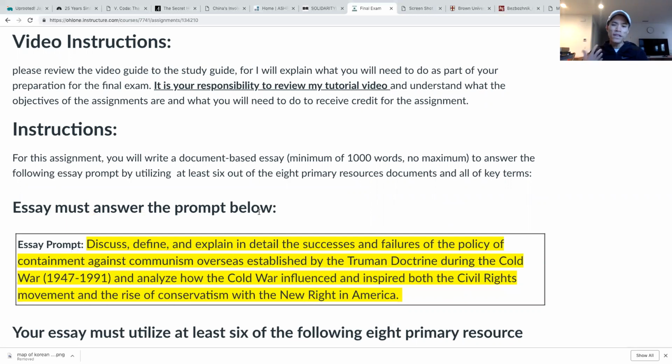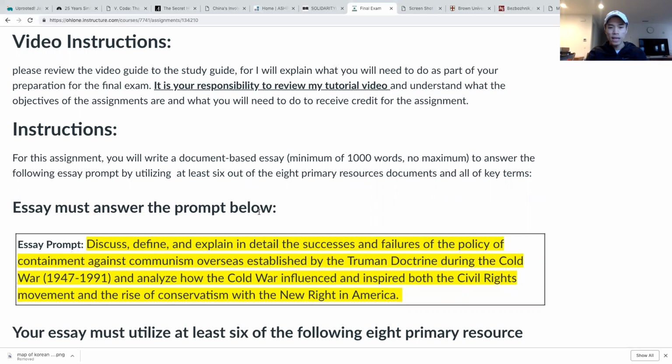Okay, so I feel this one is a very straightforward essay prompt, right? It's asking you to discuss, define, and explain the successes and the failures of the policy under the Truman Doctrine. Okay, so basically, what is the Truman Doctrine?